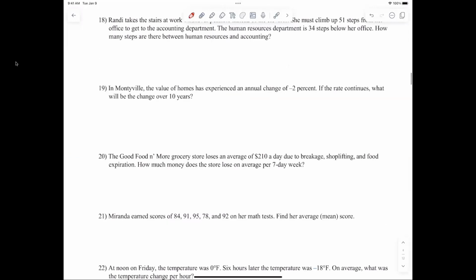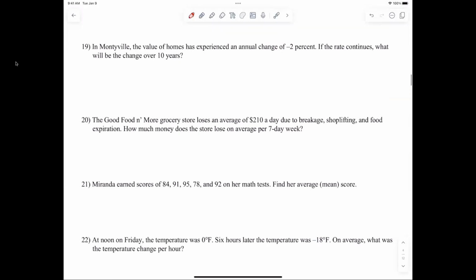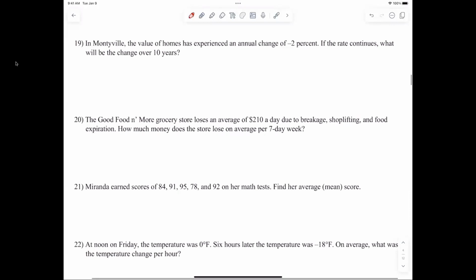All right, here we go. Who's up now? All right, read it to me, bud. Monteville, the Valley of Homes has experienced an annual change of -2%. If the rate continues, what will the change be over 10 years? What do you think? -20? You're perfect. So it'd be -20% in 10 years. That was pretty good. All right, I'm happy with that.